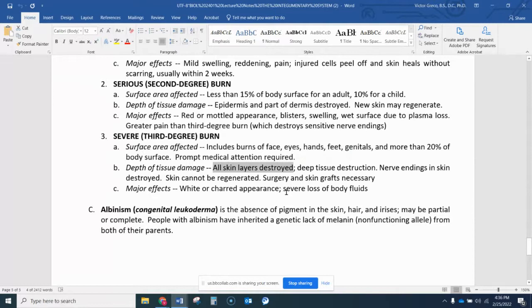So this is a very serious burn, which likely will require some skin grafting. And what probably it should say, I don't know if it does here or not, but the greatest immediate threat is dehydration in this third degree burn, which is why we need skin grafts in those situations.